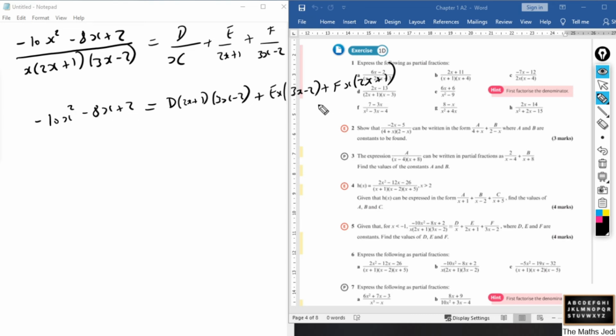Now let's look at values of x that we could use strategically. Well, first of all, if I use x is 0, it will get rid of e and f and leave me with d. So let's do that straight away. This gives me on the left hand side 0 here, and then 2. And that gives me 0 plus 1 is 1, and then 0 minus 2 is minus 2, so it's minus 2d. So d is minus 1.